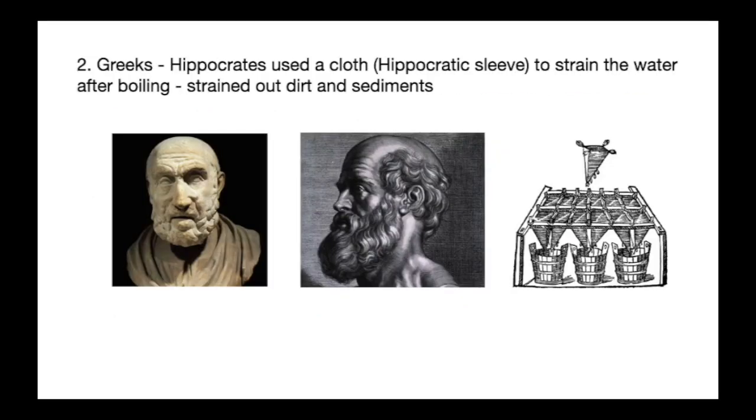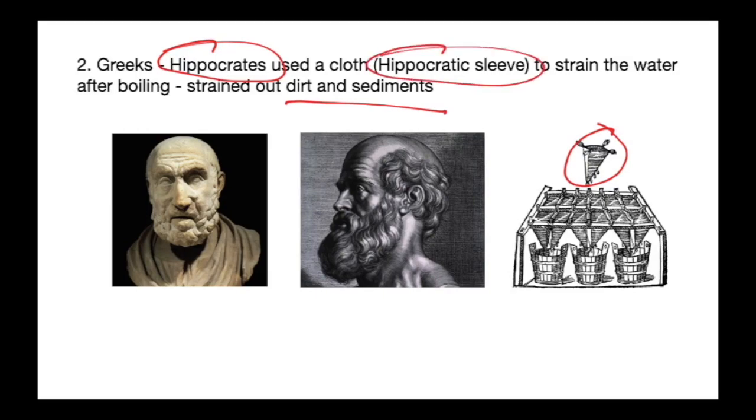Okay, now we come along to the Greeks. This guy's name is Hippocrates. He used a cloth, here it is here, to strain the water after some boiling, and the straining would pull out some of the dirt and the sediments. The sleeve was called the Hippocratic sleeve eventually. Here it looks like there's a bunch of sleeves in a contraption.